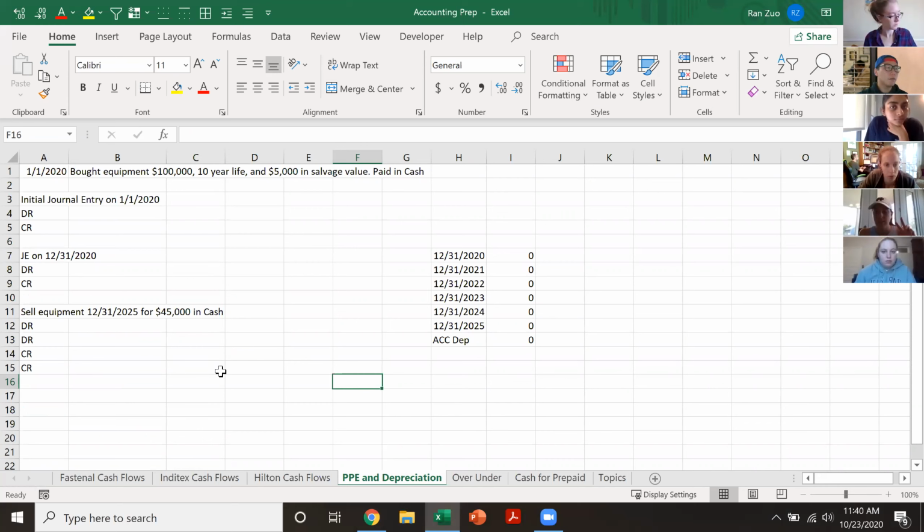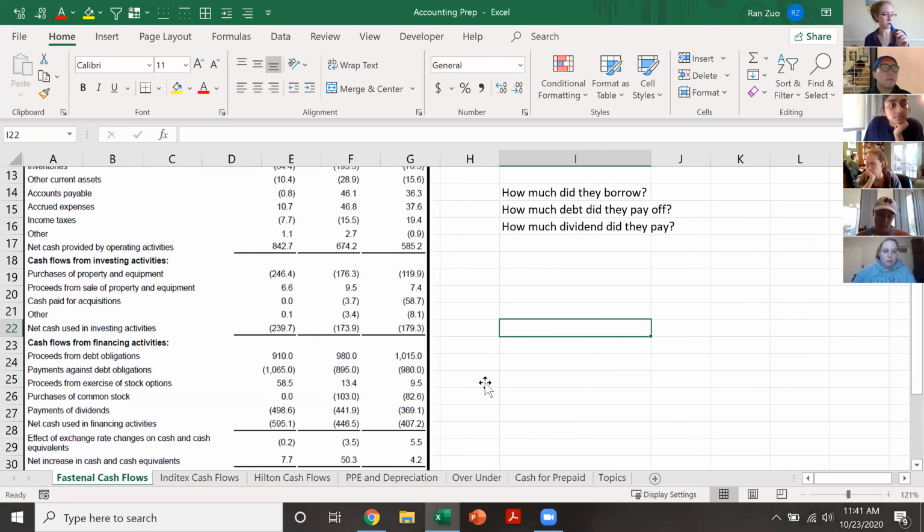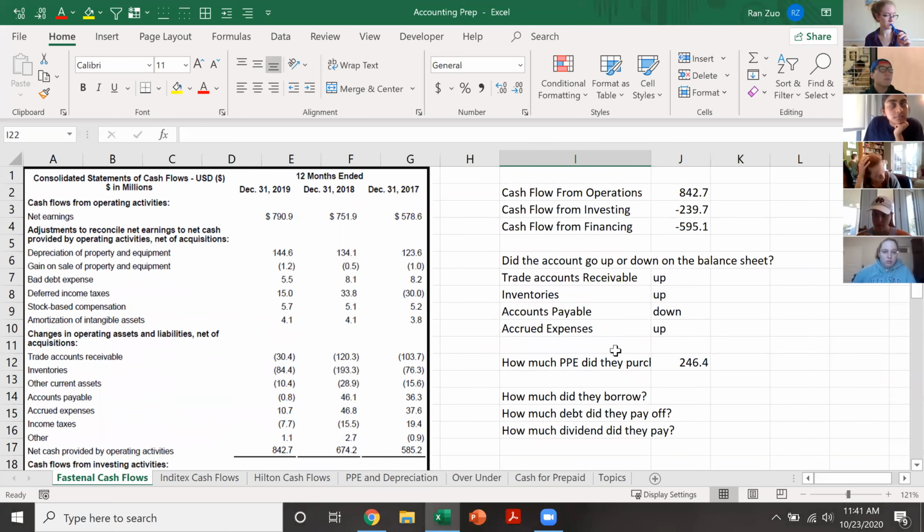Can I ask one quick question? Yeah. Rand, you said it a couple of times and I just want to make sure I wrote it down right. When we're looking at assets and assets increasing, it's a cash outflow. And when assets decrease, it's a cash inflow. Yes. And more specifically, it's current assets. Yep. Okay, I wrote down current assets.